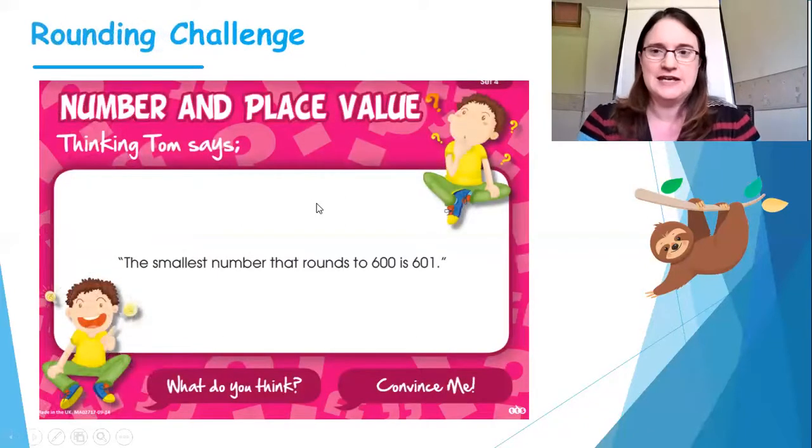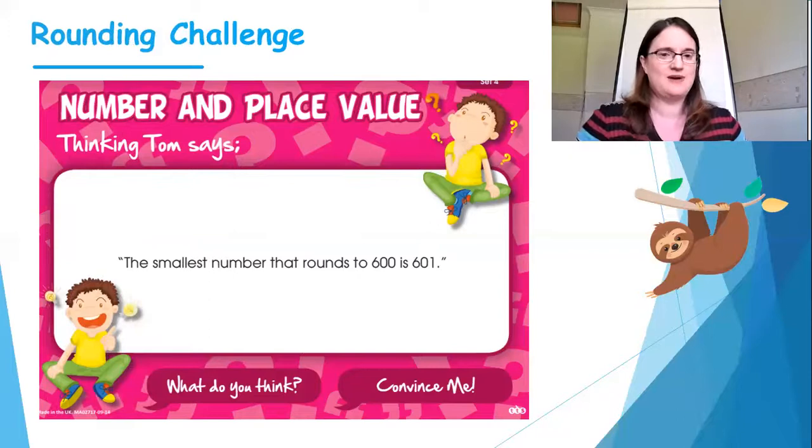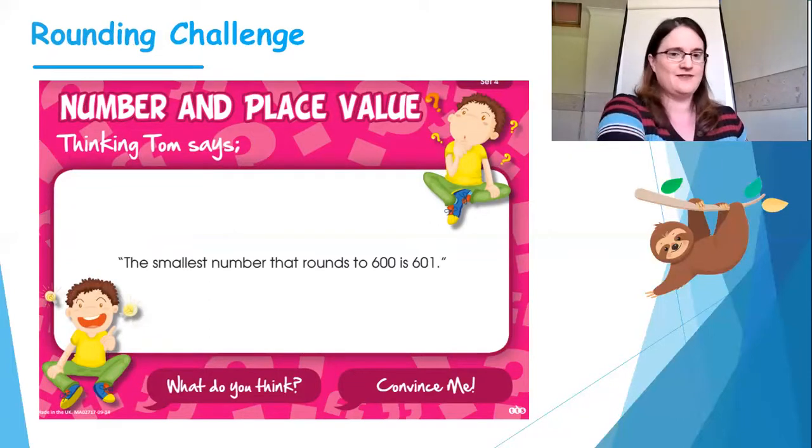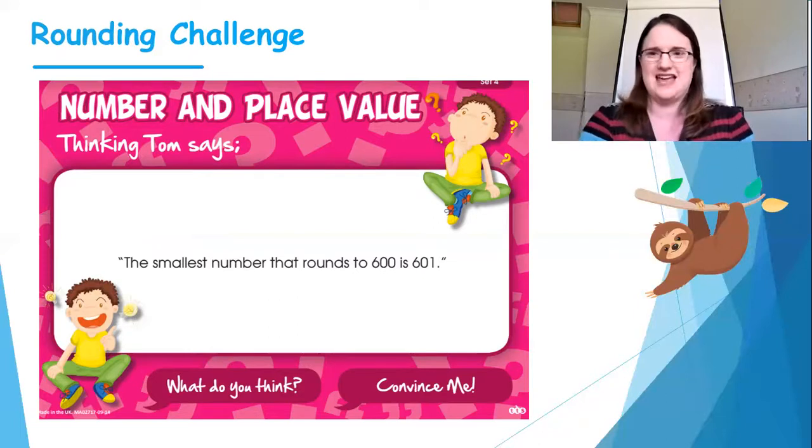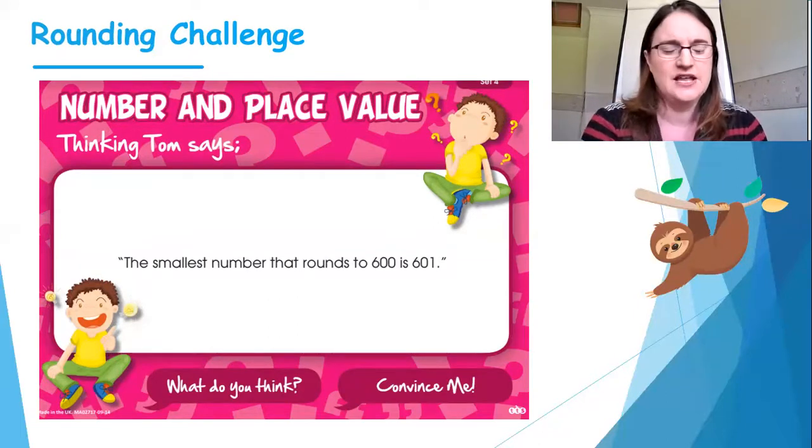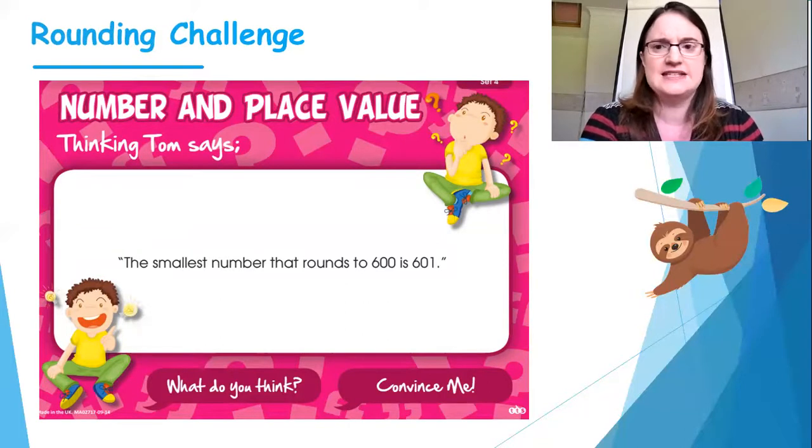So here comes Thinking Tom. Thinking Tom has made a statement. Let's have a look at his statement. Is he right or is he wrong? And can we prove it, I wonder? So the smallest number that rounds to 600 is 601.